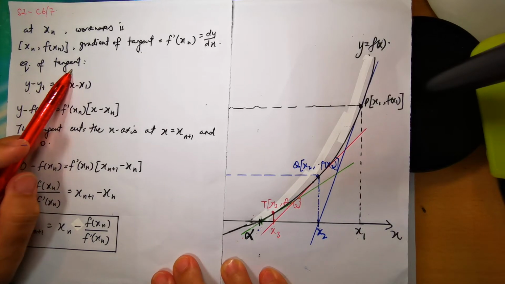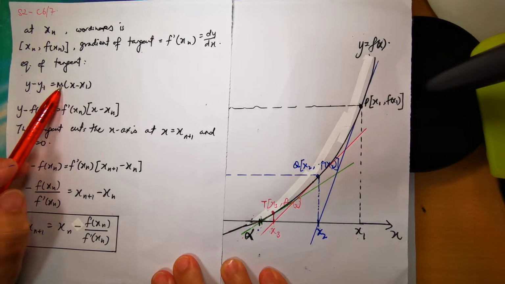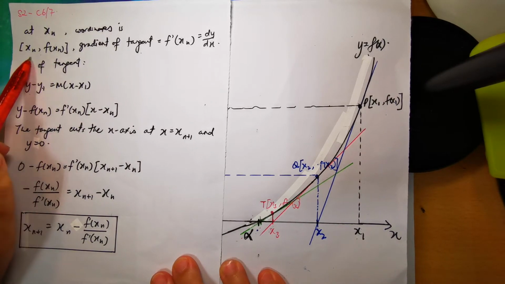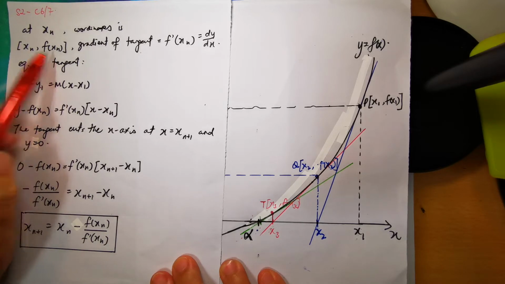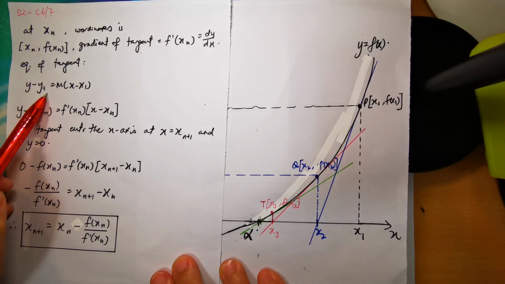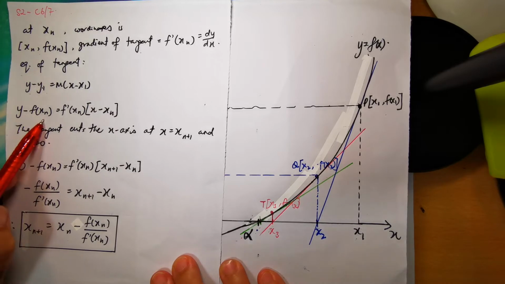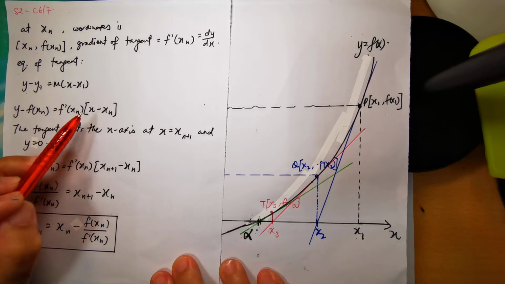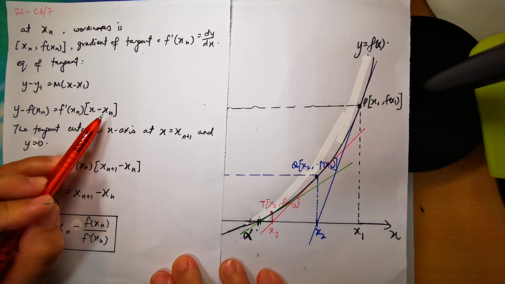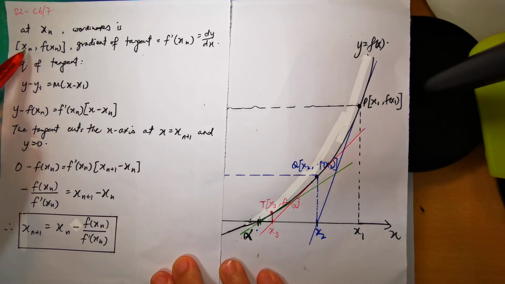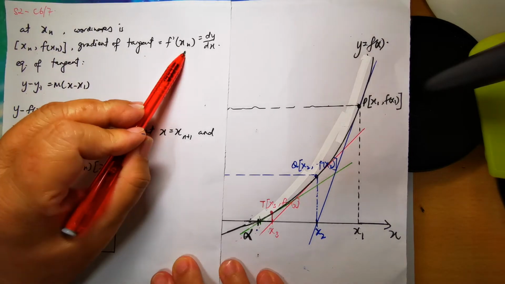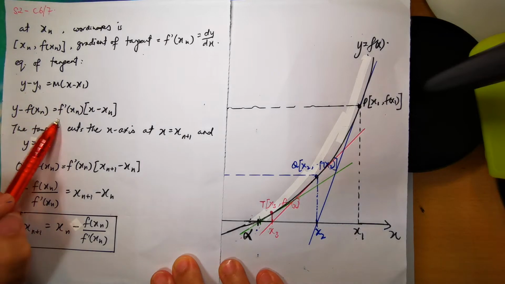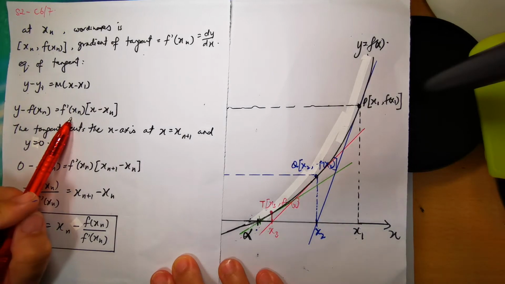The equation of the tangent, which is a straight line, is y minus y1 equals m times x minus x1. Since at xn this is the coordinate, we sub the x coordinate and the y coordinate into the formula. So it becomes y minus f(xn), where the gradient m is f prime xn, times x minus xn. So we sub the x coordinate, y coordinate, and the gradient of the tangent at this point into the formula. So we get this.